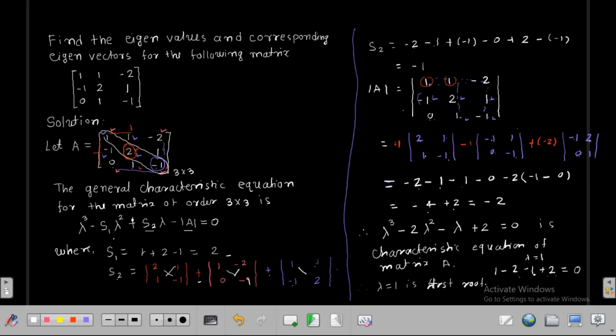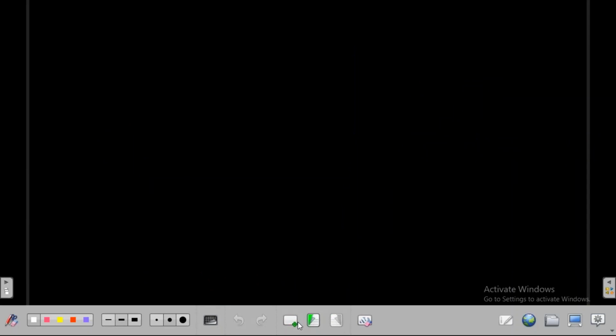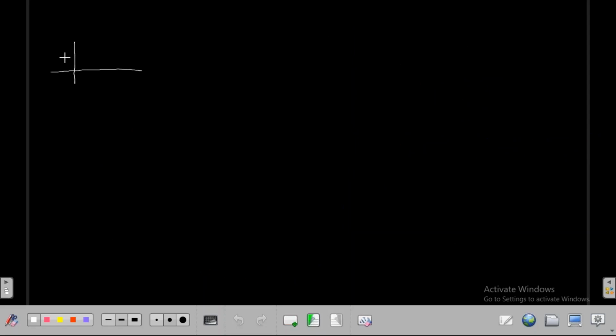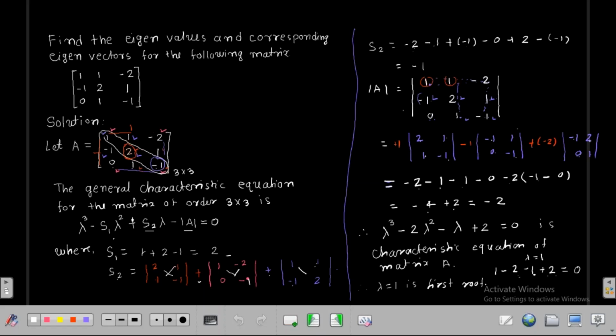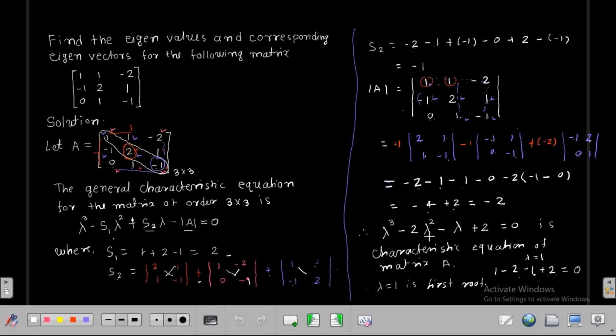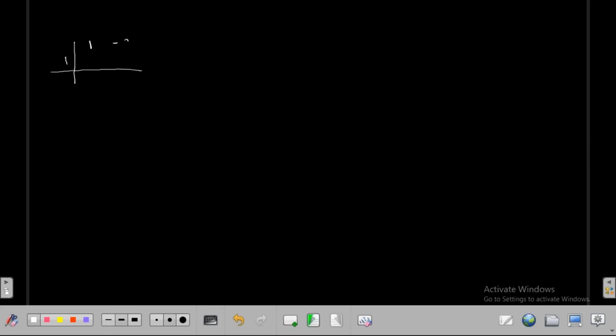So how to use synthetic division? You see here. Take a vertical line and one horizontal line. Write this lambda equal to 1 here. Now write the coefficients of lambda cube, lambda square, lambda and the constant 2. So the lambda cube coefficient is 1, then the lambda square coefficient is minus 2, then the lambda coefficient is minus 1, and the constant 2.